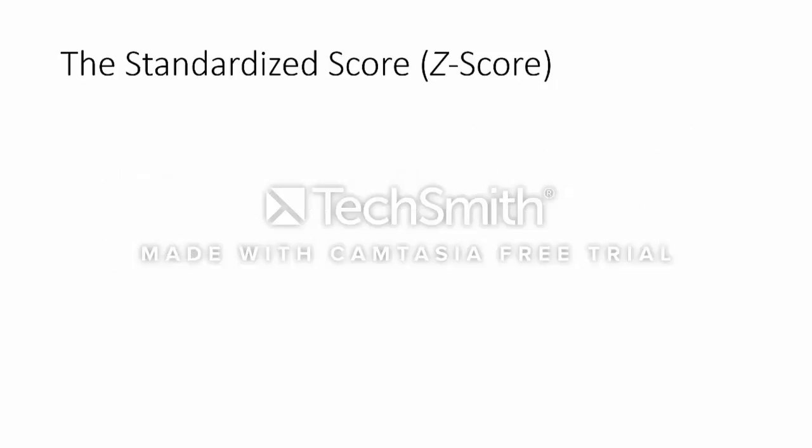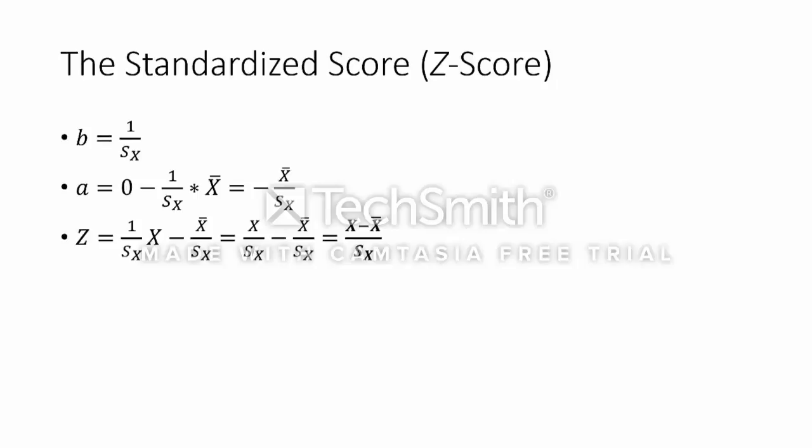deviation of 1. In terms of b and a, b would equal 1, our new standard deviation, divided by our old standard deviation. A would then equal 0, the new mean, minus our old mean divided by the old standard deviation. Putting those together, we eventually get our most common z formula, which is to take our original x score, subtract the original mean, and then divide this difference by the old standard deviation.